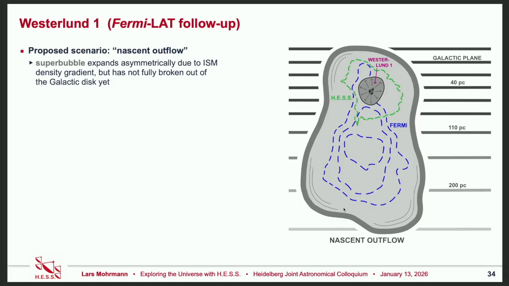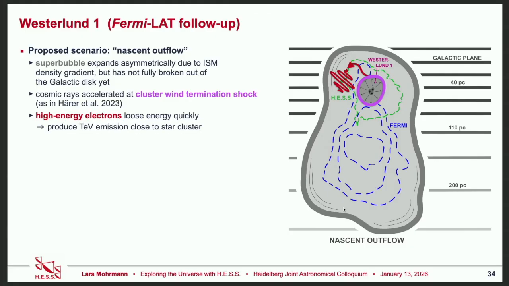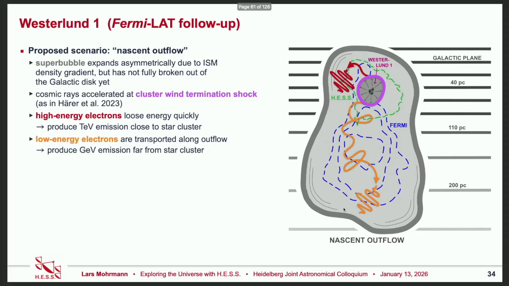propose. So you have the superbubble around the star cluster, which is expanding asymmetrically because of the density gradient. You have the galactic plane up here where densities are high and then densities decrease as you go down. And so this superbubble expands in this direction away from the plane. The cosmic rays are accelerated up here where the cluster is. The high energy electrons lose their energy very quickly, so you see the TeV emission up here. But the lower energy electrons have longer cooling times, and so they are transported with this outflow down here and would produce the GeV emission somewhere down here.